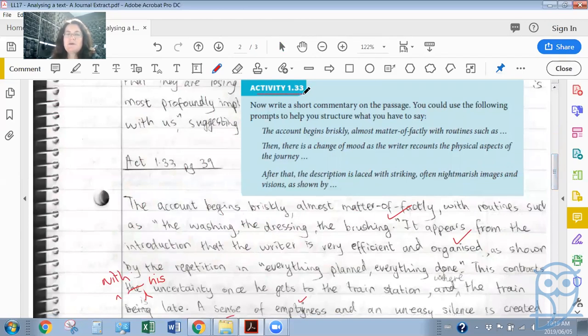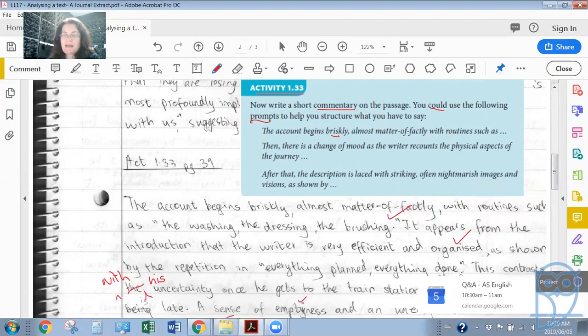So here it is, activity 1.33. Now write a short commentary on the passage. You could use the following prompts to help you structure what you have to say. And when they give you this possibility of using something, use it, okay? Because it really keeps you on the straight and narrow. So you'd have to use something like, the account begins briskly, almost matter-of-factly, with routines such as, and we'll have a look at that in the answer here.